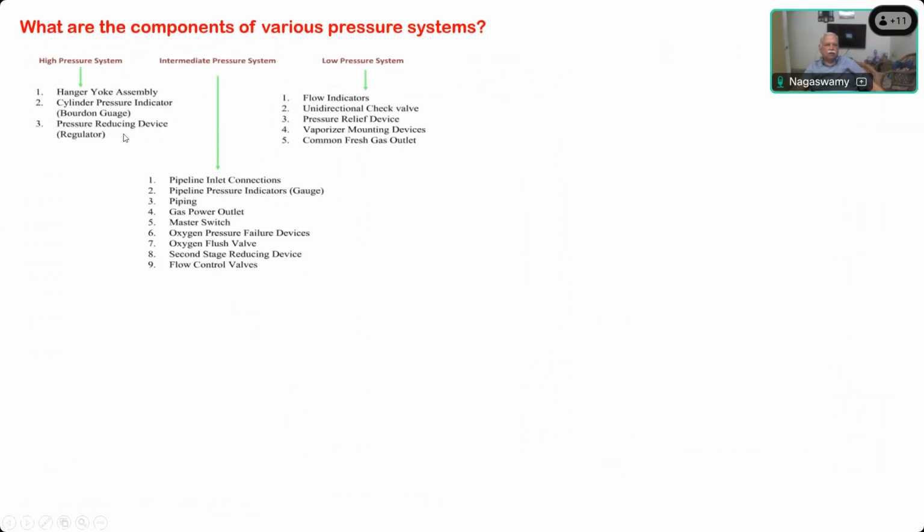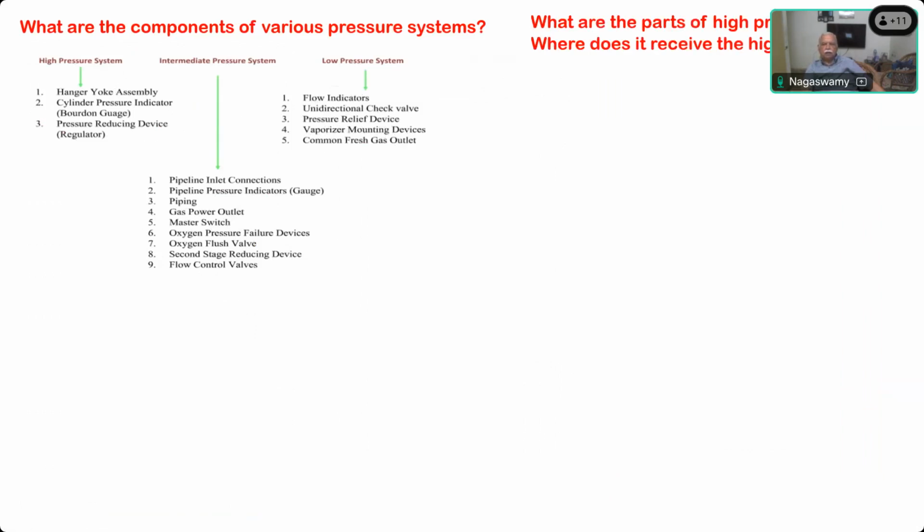Once the pressure is reduced by the pressure regulator or the pressure reducing valve, it comes to the intermediate pressure system, where there is a pipeline inlet, pipeline pressure indicator, piping, gas power outlet, master switch, oxygen pressure failure device, oxygen flush valve, second stage reducing device, and flow control valves. All these things come to the intermediate. And the low pressure system starts from the flow meter, flow indicators, unidirectional check valve, pressure relief valves, vaporizer mounted devices, and common fresh gas outlet. All these things come under the low pressure system.